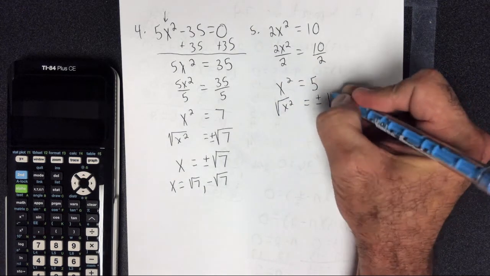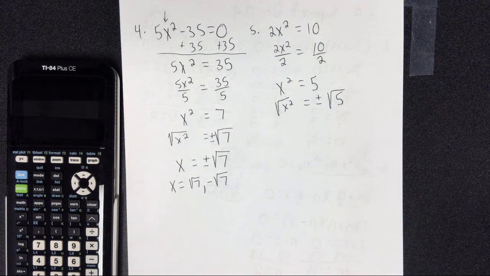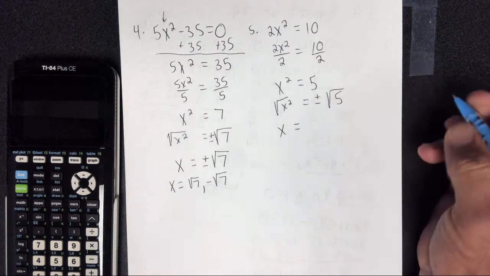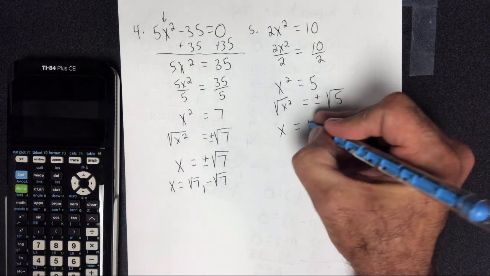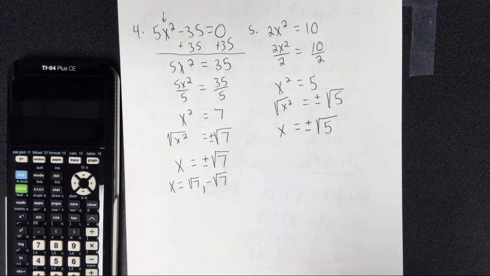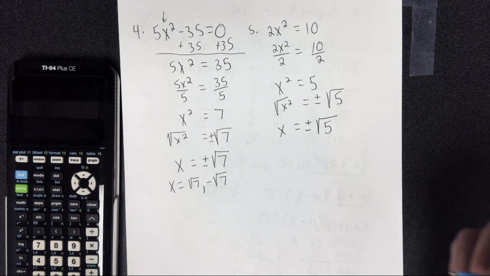And remember, since I'm taking the square root of a number, I'm going to put the plus or minus in front of it. So, square root of x squared is x. Y'all, we cannot find a number times itself that equals 5, so that's going to stay a plus or minus square root of 5. So one answer is the square root of 5. Second answer is the negative square root of 5.